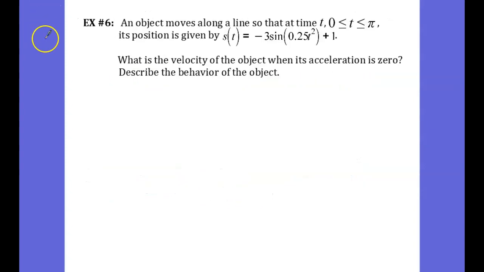In example 6, they tell us an object moves along a line so that at time t, from 0 to pi, its position is given by s of t equals negative 3 sine 0.25 t squared plus 1. What is the velocity of the object when its acceleration is 0? And then describe the behavior of the object. Okay, so remember that the velocity is the derivative of our position, and acceleration is the derivative of velocity. So let's put this in our calculator and then start taking some derivatives.